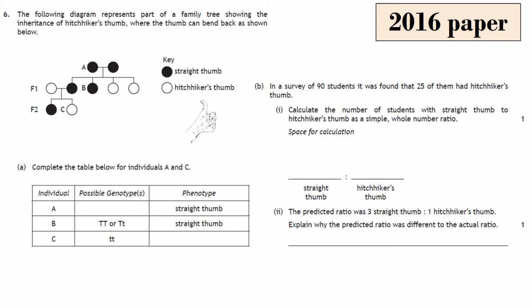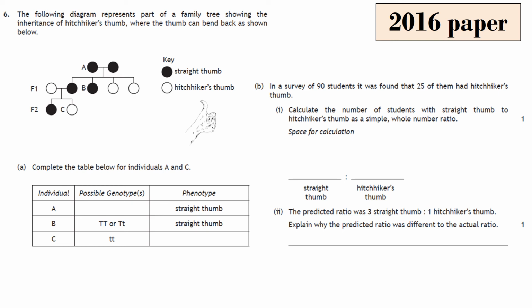So the following diagram represents part of a family tree showing the inheritance of hitchhiker's thumb, where the thumb can bend back as shown below. So we've got that first generation, P1, F1, and then F2, and it's telling us that straight thumb is black and hitchhiker's thumb is white. And it says complete the table below for individuals A and C.